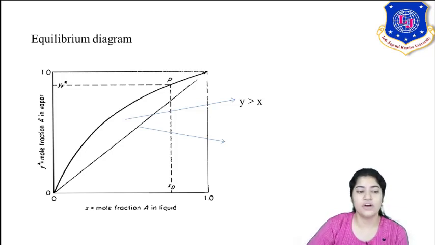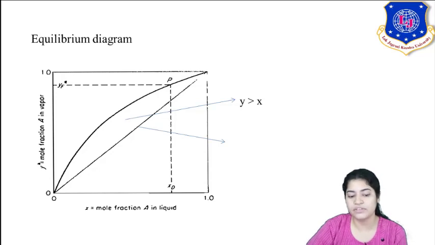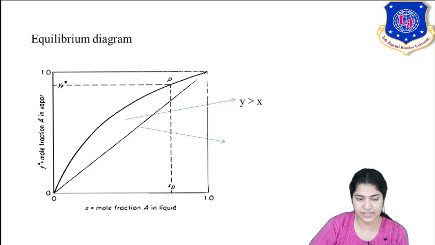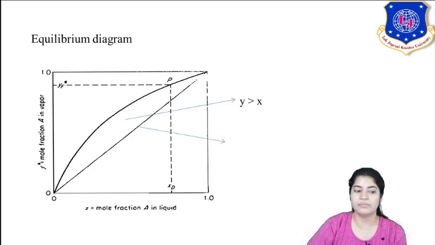Now how are you representing the data? Your data is y versus x. For example, at point P, whatever composition I have on the liquid phase side, in the x axis, that is in equilibrium with that on the y axis. Okay, so this is my equilibrium diagram.